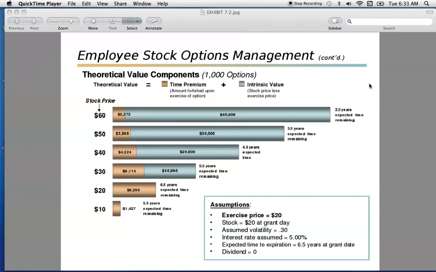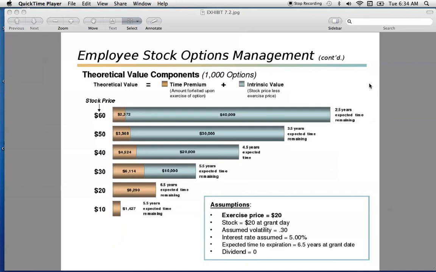We're assuming here that 1,000 options were granted to somebody at ABC Company with an exercise price of 20, because that's the price of the stock on the day of the grant. We're making other assumptions that go into the calculation of the value of the option, like the volatility of the stock. We're also making an assumption of the risk-free interest rate. Here we're assuming 5%, which is much higher than what the interest rate is today, but there were times when it was that high.